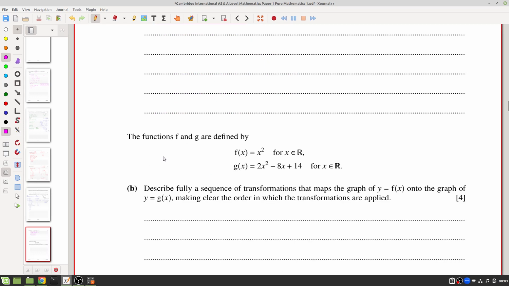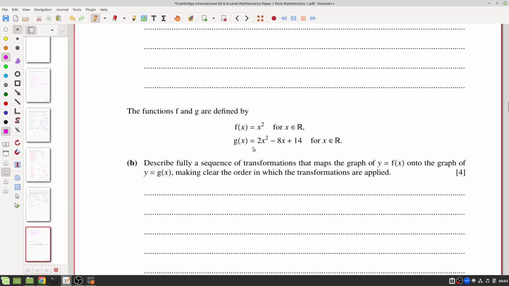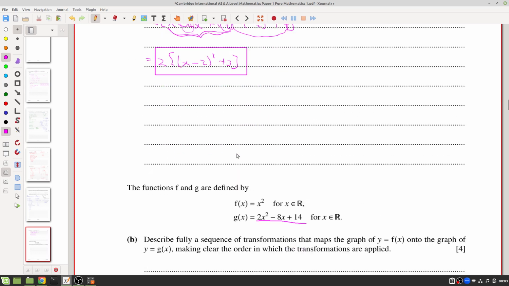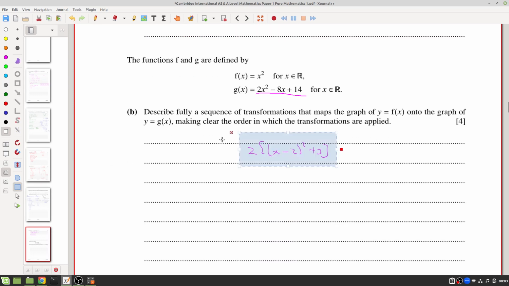Now next, functions f and g are defined by this. Okay, so the nice thing here, we can see this is the same equation we just had, and we rewrote it in this form. Okay, so what I'm going to do is I'm just going to bring this across here to show that is what this thing is written as. Okay, we've rewritten that in this form.